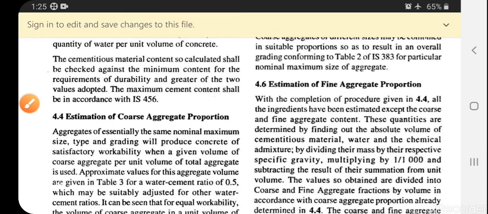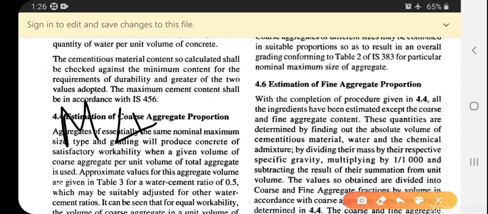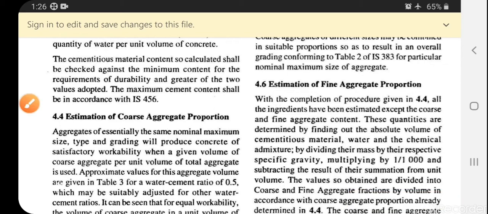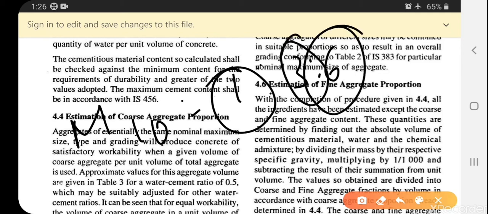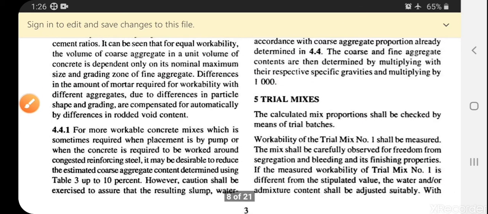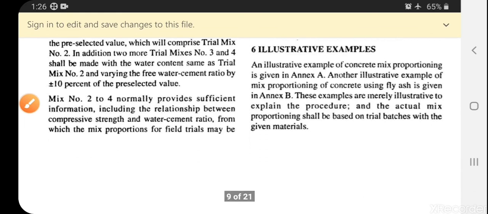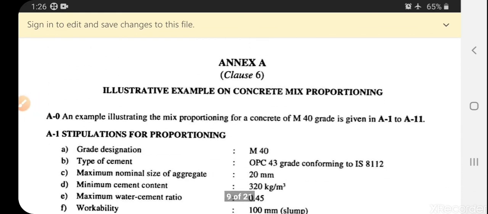Next, estimated coarse aggregate proportions. For M40, I have already told you it will be like this: cement to sand to coarse aggregate. For M10 it is 1 is to 3 is to 6. So proportion of the cement, proportion of the sand, proportion of the coarse aggregate. Let us start with illustrative example 1.